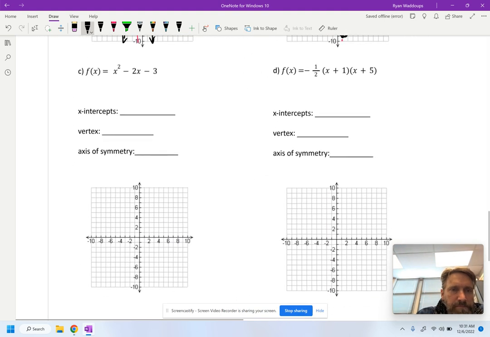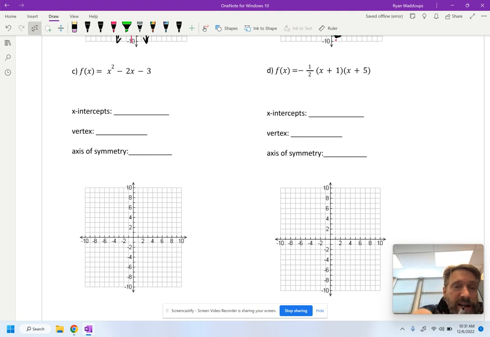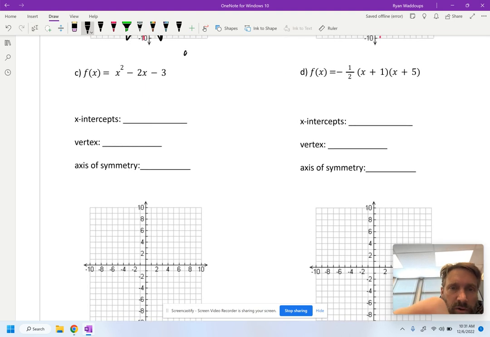Let's look at C. Again, we need to factor this. So AC, there's no GCF. I want to make sure we check that. There's no GCF. So AC is negative 3, and B is negative 2. And if I take 1 times 3, that gives me 3. If I put the negative on the 3, 1 times negative 3 is negative 3. 1 plus negative 3 is negative 2.